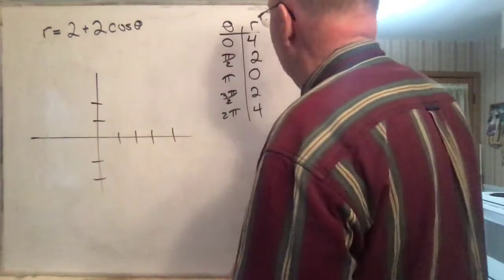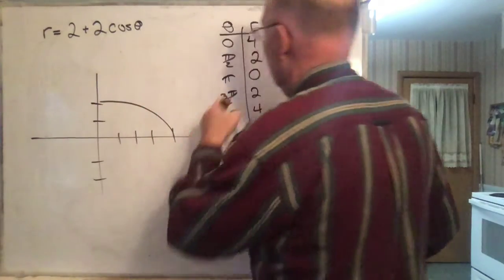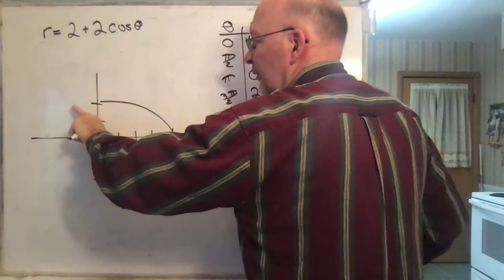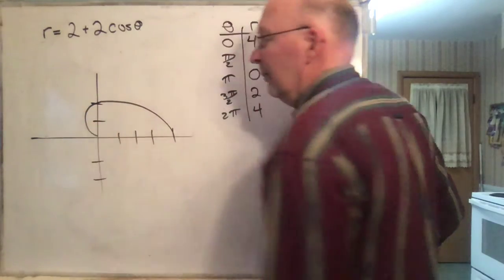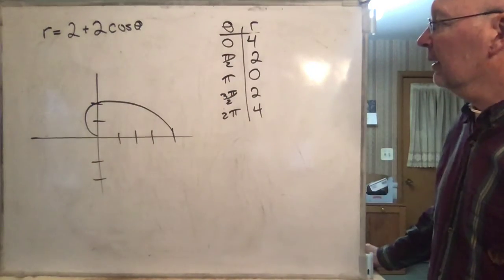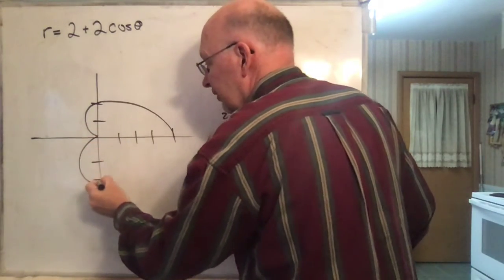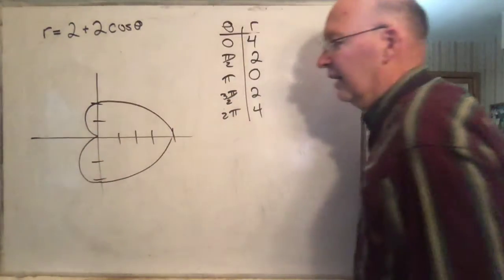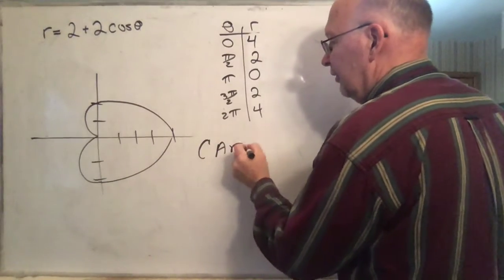It's going to start at 4. It's going to go to 2. By the time your angle gets to pi, it's going to come all the way in to 0. It's going to come in and touch the origin. See that? And then when you leave, it's going to leave the origin like this and then come back like that. Do you see why that particular shape is called the cardioid?